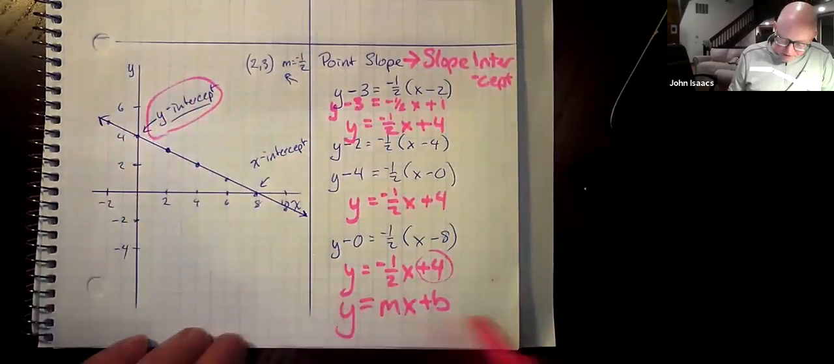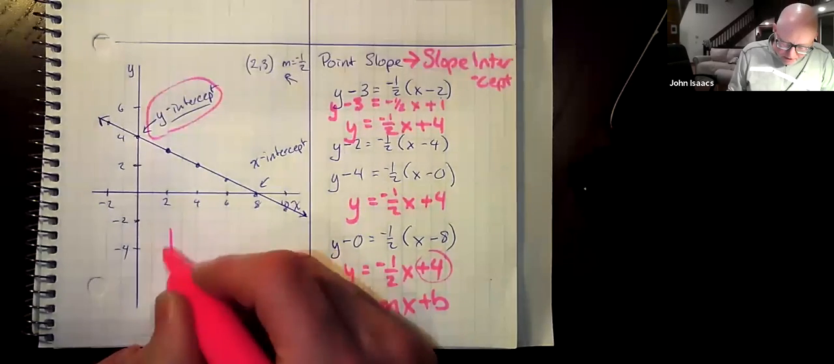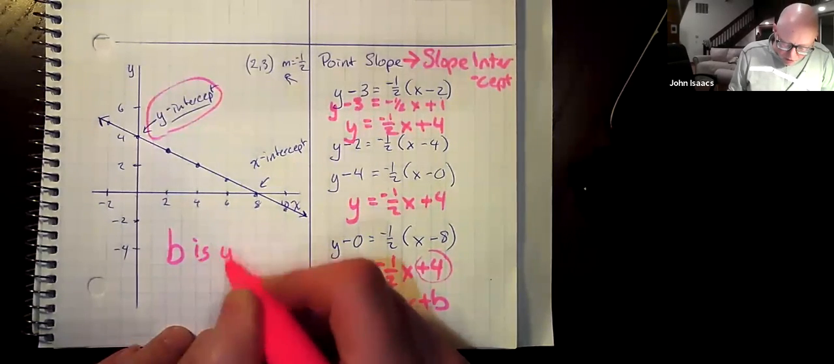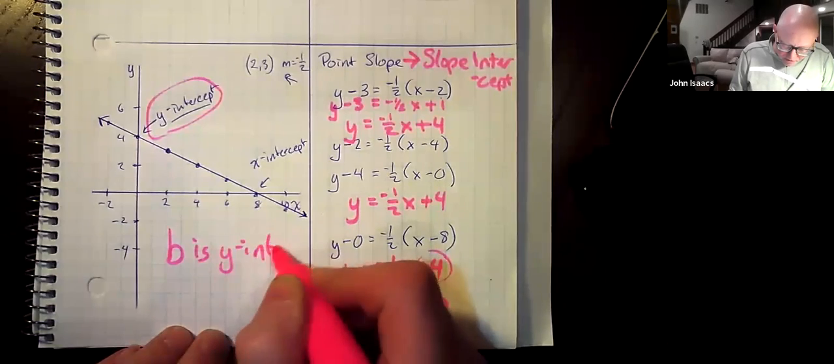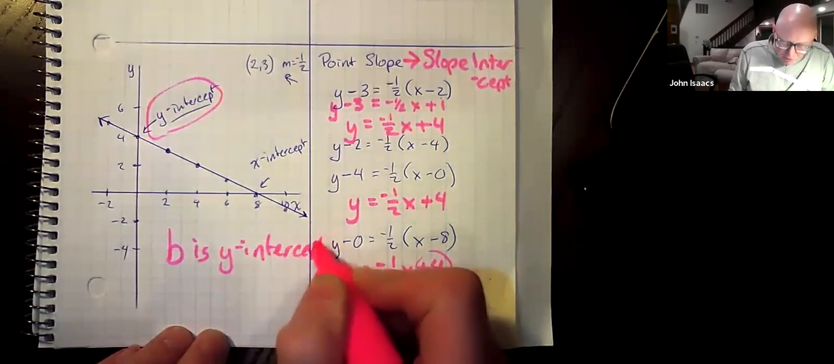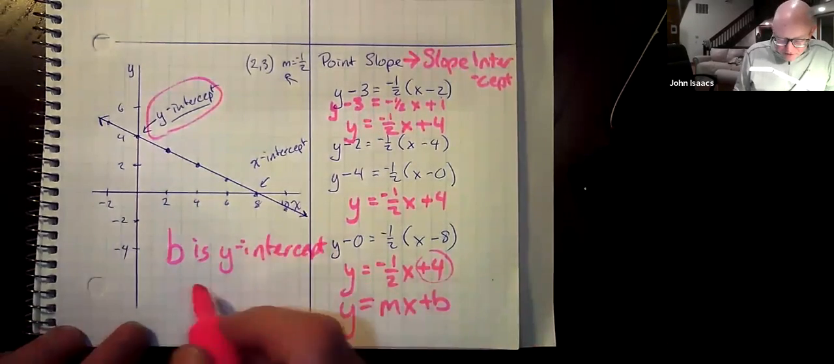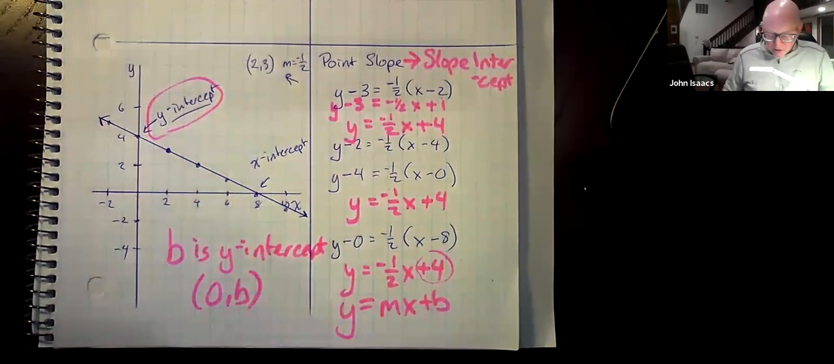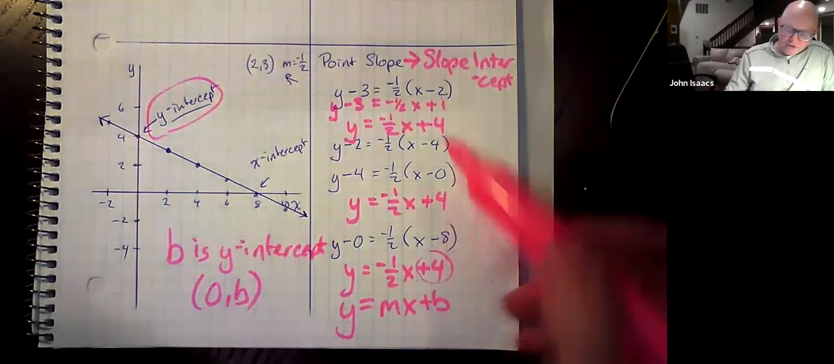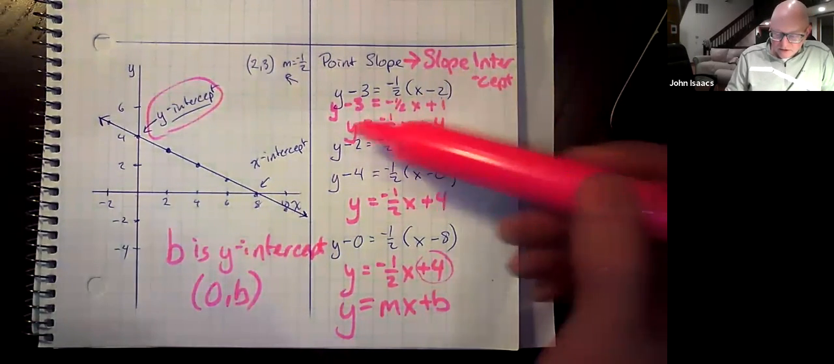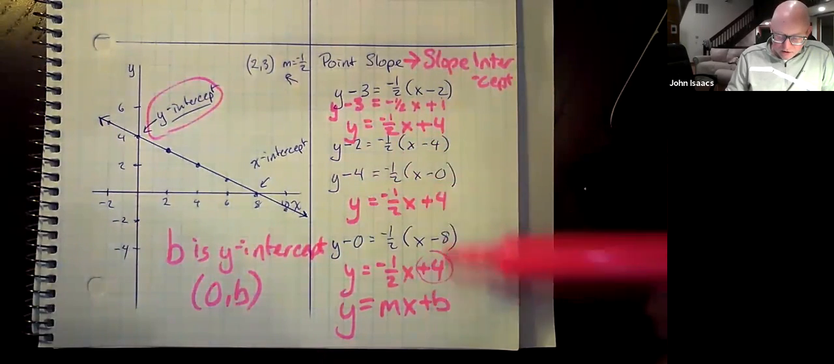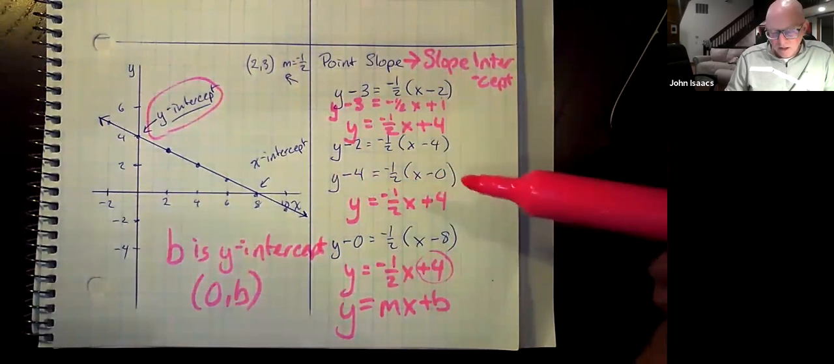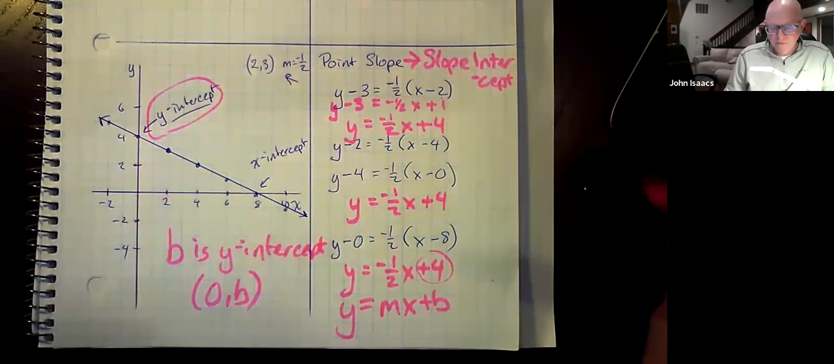So b is the y-intercept. More specifically, the y-intercept is the point 0, b, right? In this case, 0, 4, right? So that gives you a reason why this slope intercept is always there. It comes from point slope form if you just solve for y.